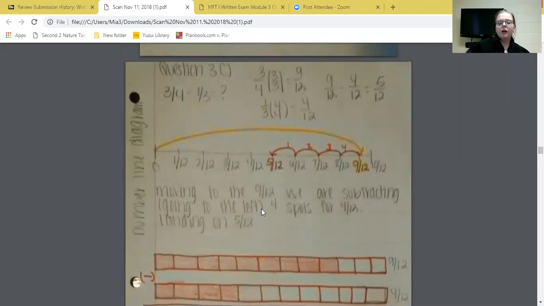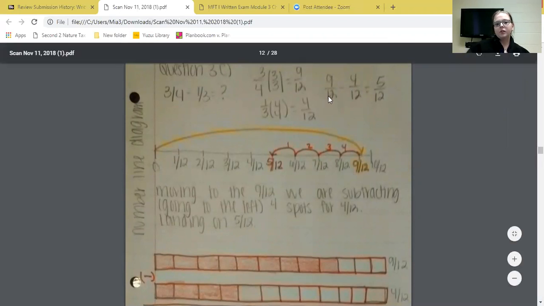So using a number line to show this, we are going to start out at the 9/12, since that's the first part of the equation. And we're going to go backwards to the left because we're subtracting the 4 spaces for the 4/12. So we're going to go 1, 2, 3, 4, and land on 5/12.